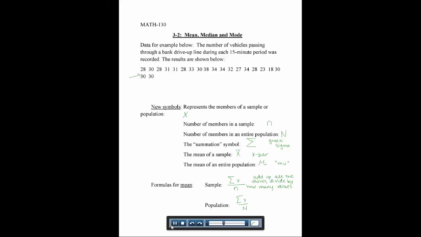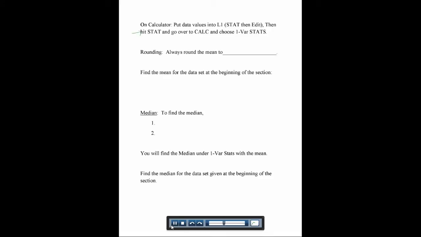You can also do this on your calculator by putting the values into L1. To get to L1, you hit stat and then enter for edit, and you put all the values in there. Then you hit stat again, arrow over to calc, and choose one-variable stats. There's a video on this in Moodle going through this example.